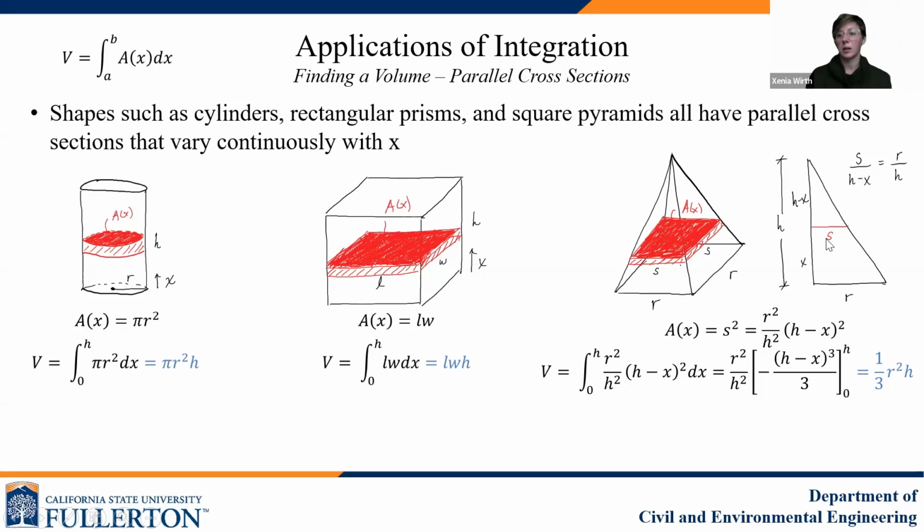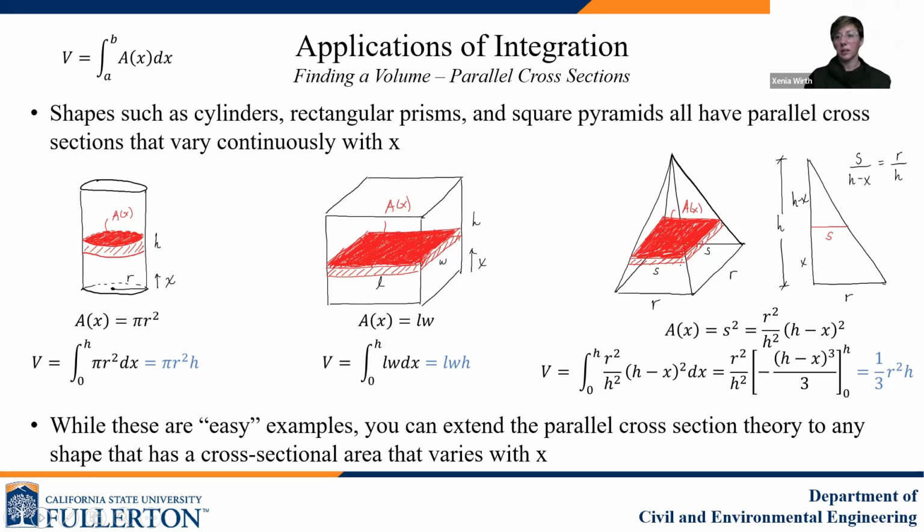where we can describe the length of the side of the square at any moment from 0 to h, based on the variables r, h, and x. So we set up our similar triangles, and we discover that the actual length of a side is r over h times (h minus x), which means that the area of the square is s squared, the length squared, which is actually r squared divided by h squared times (h minus x) squared. So in this case, we have our variable x as part of our area function, and we integrate this from, again, 0 to h, the height of the square pyramid. And we find that the volume of a square pyramid is actually 1/3 r squared h.